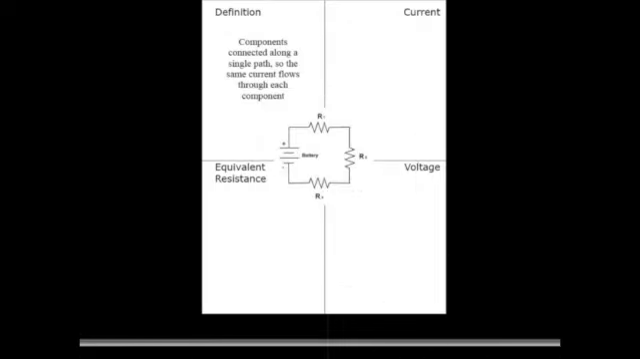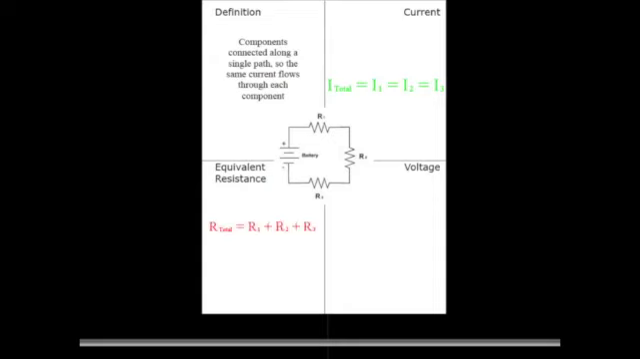We can use this definition to help us determine the current, the equivalent resistance, and the voltage for each component in the circuit. First, we'll start with current. The definition says the same current flows through each component. That means the current through R1, R2, R3, and the voltage source are all the same, as shown by this equation. The total current is equal to the current across resistor 1, which is equal to the current across resistor 2, which equals the current across resistor 3.